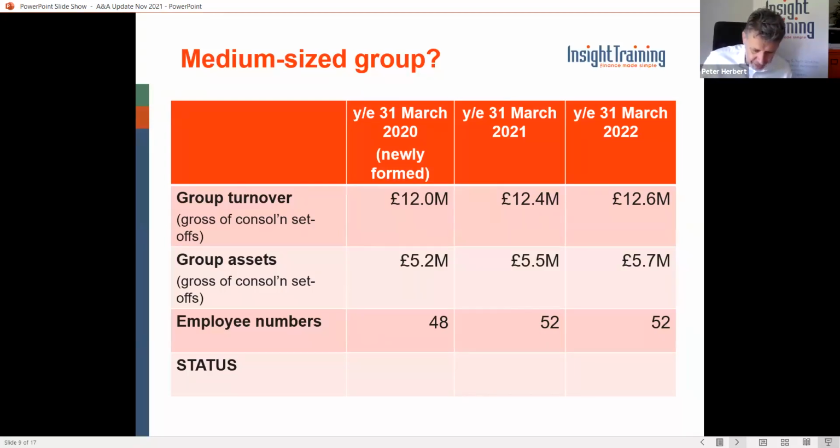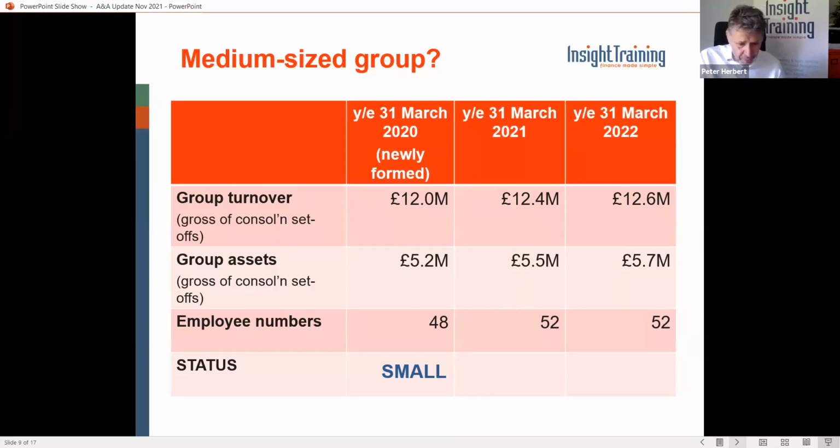And in that first year, we're saying the group would actually be small because we're below in that first year on all three of those limits: 12.2 turnover, 6.1 assets, and 50 employees. So in that first period, small group, no consolidated accounts required.